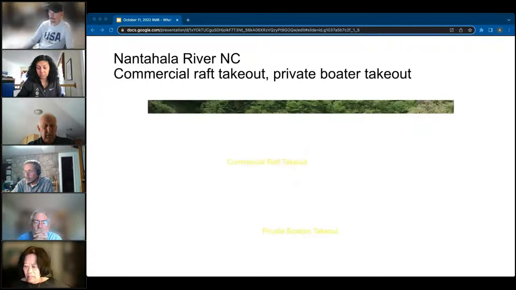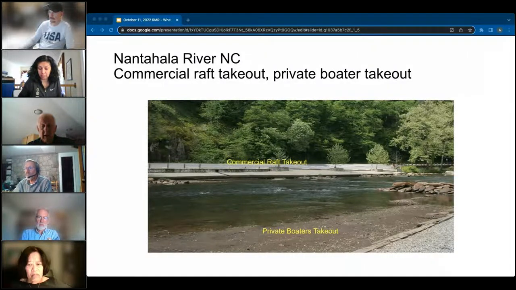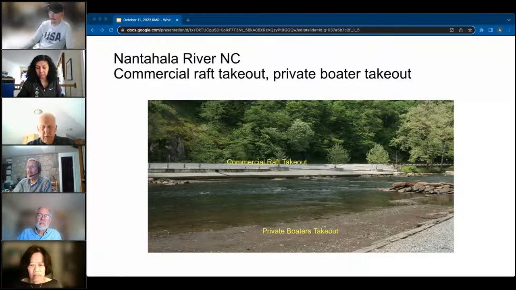The next one is just another image of the takeout, where they have such high volume they've segregated the commercial raft traffic, and they actually direct raft traffic to certain landing zones. It's almost like an airport. They have so many boats. This is that low water commercial raft takeout. This is on the right, on river right, and river left is the private boaters' beach.